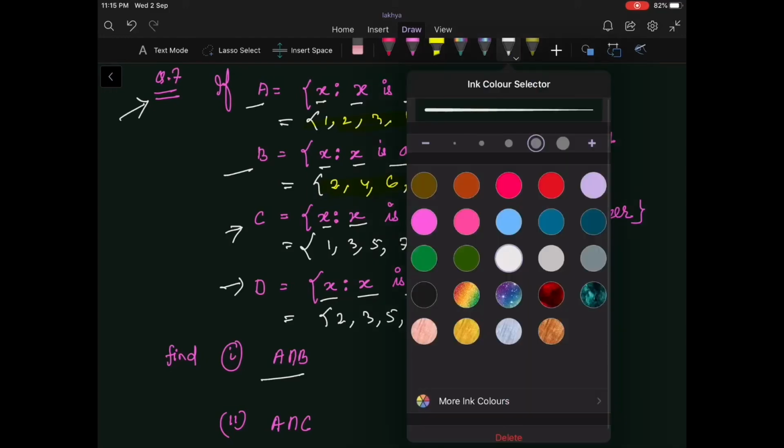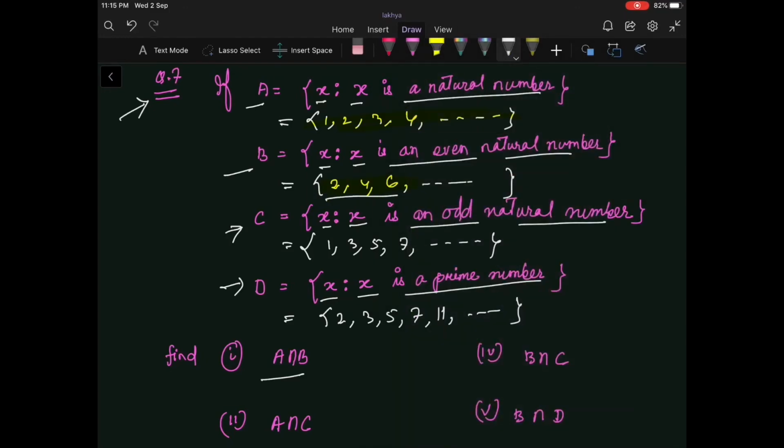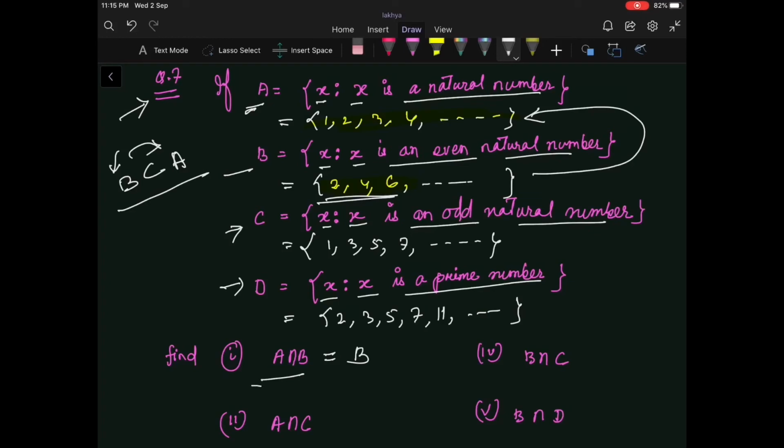Okay, all even natural numbers are included in the set of natural numbers. That's why we can say that B is a subset of A. If B is a subset of A, that means all the elements in B are in A, then A intersection B must give B. So it must be B.